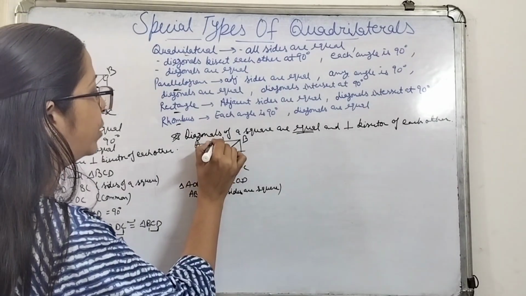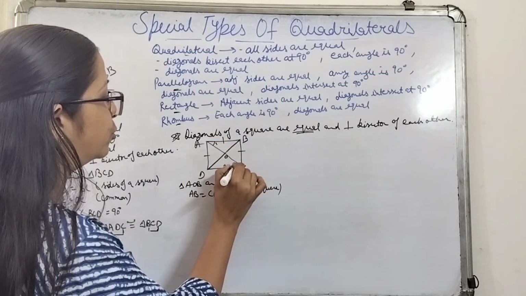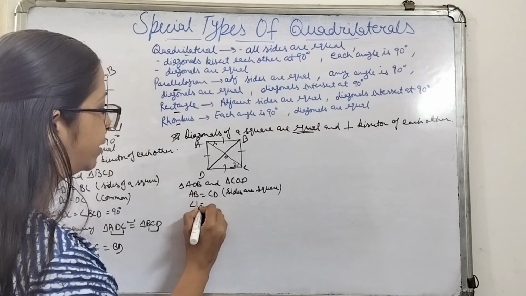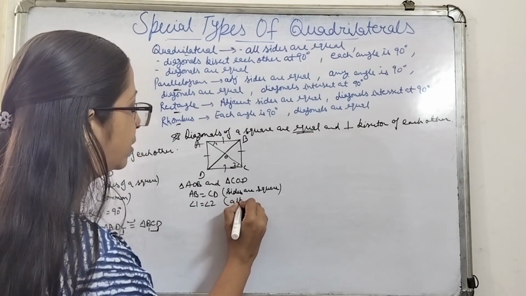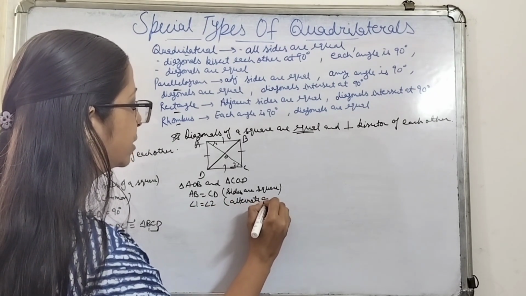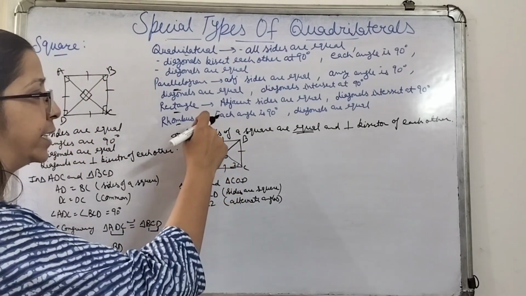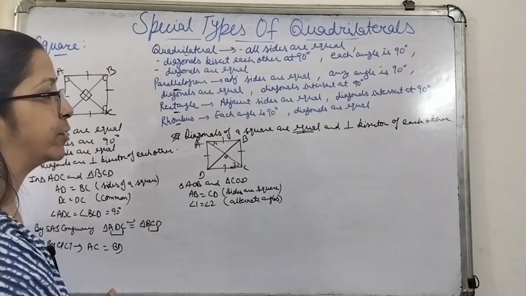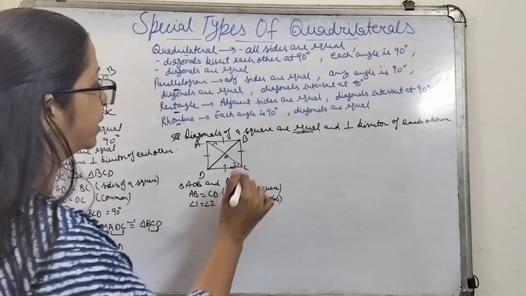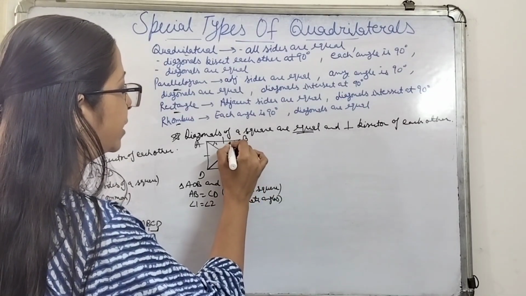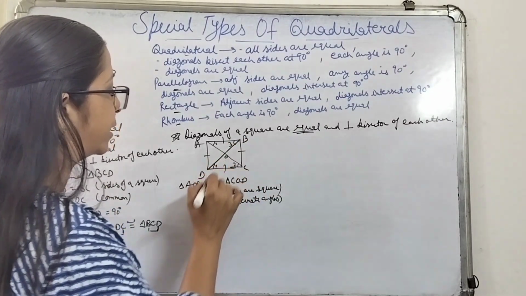If this is angle 1 and this is angle 2, then angle 1 will be equal to angle 2. They are alternate angles because AB is parallel to CD and AC is the transversal. So angle 1 will be equal to angle 2, they will be the alternate angles. Similarly, if this is angle 3 and this is angle 4.